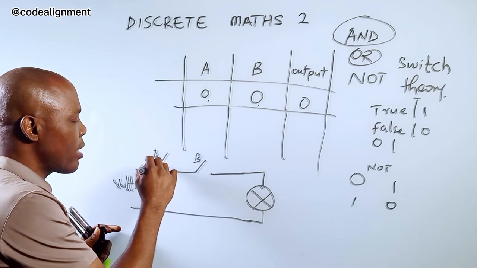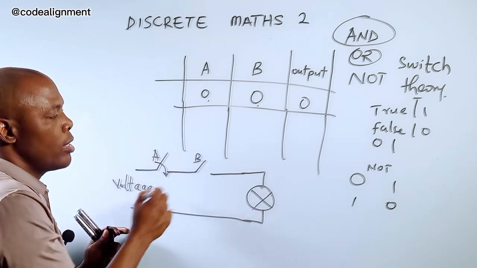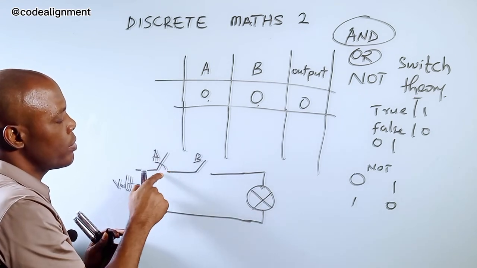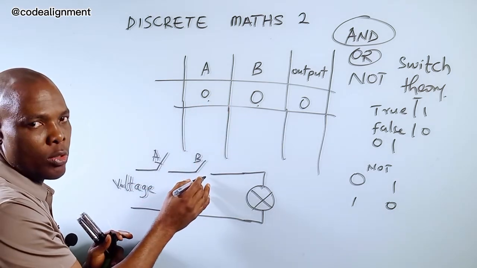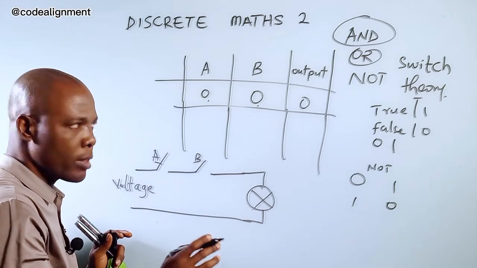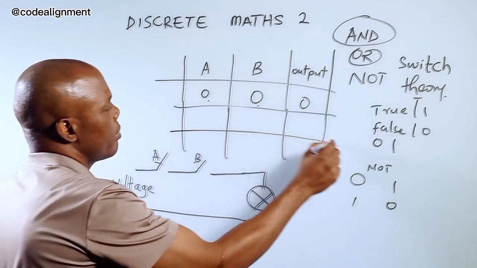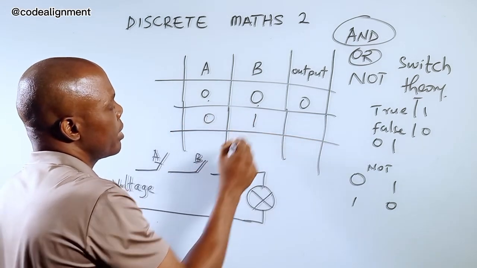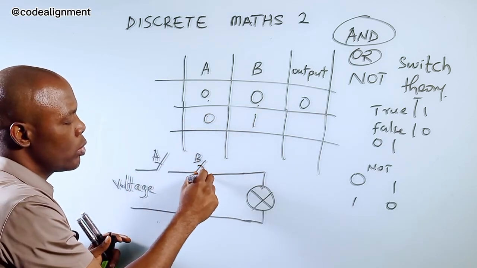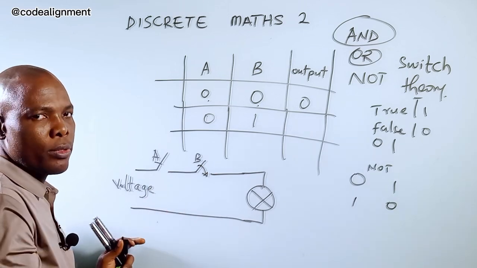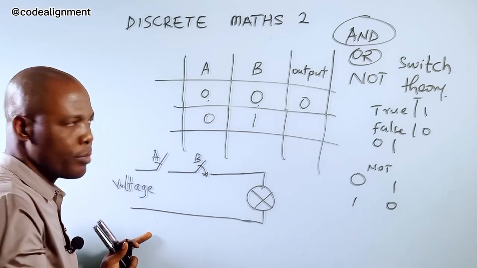It means if both are 0, 0, 0, this switch is open, this switch is open. So this bulb will not come on. Now, this is 0, this is 1. So A is 0, A is open, B will close, right? What will happen? The bulb will still not come on.